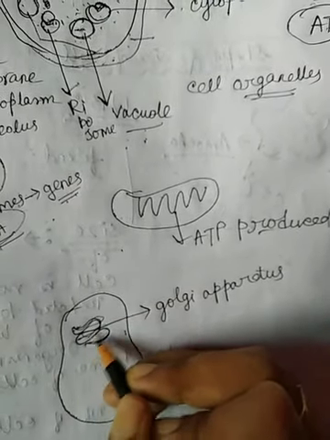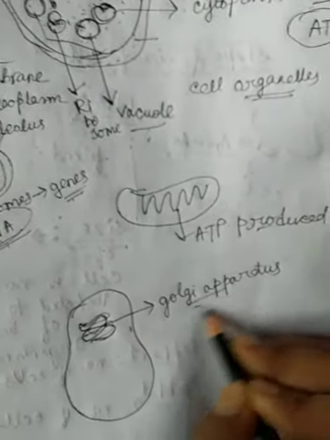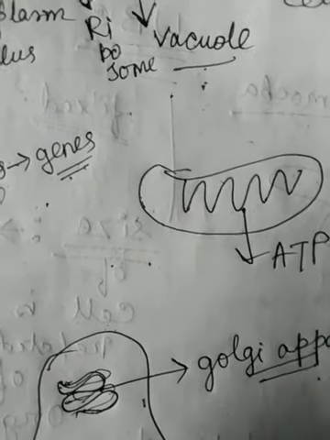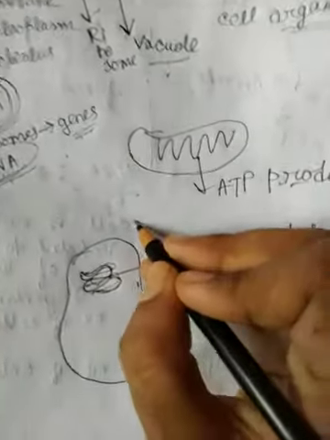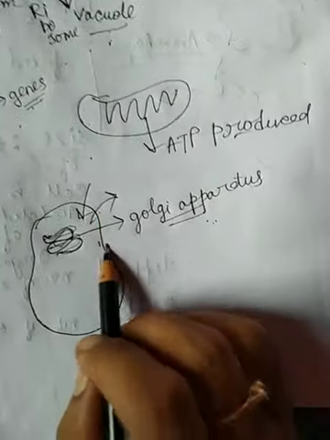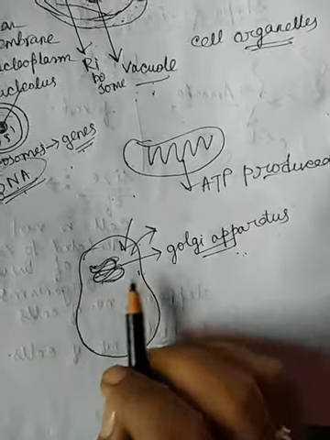Now within the cell, this type of spindle-shaped structure is also present, which is called Golgi apparatus. And what is the function of Golgi apparatus? It helps to transport different kinds of molecules inside the cell or outside the cell. This is called Golgi apparatus, which is also present in the cell.